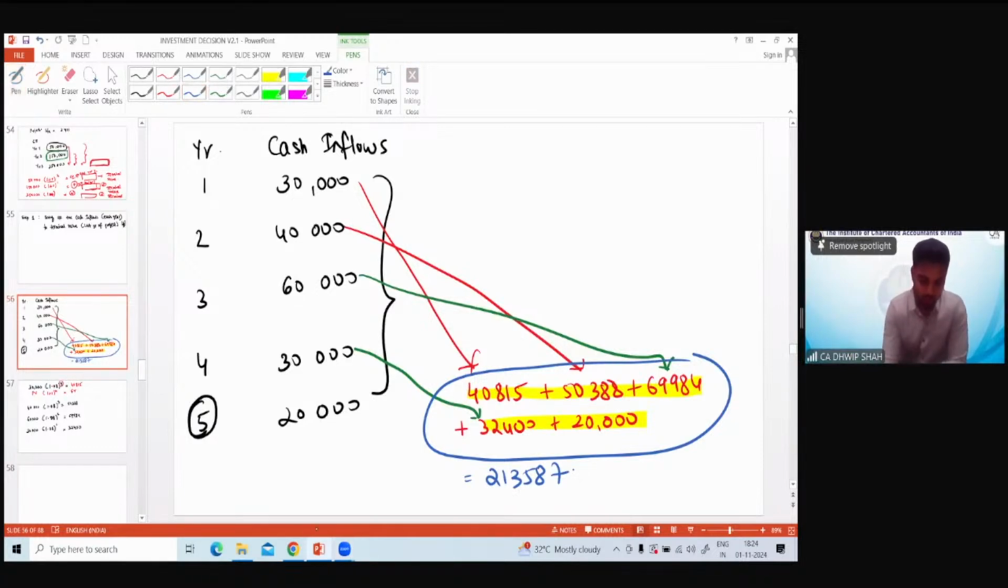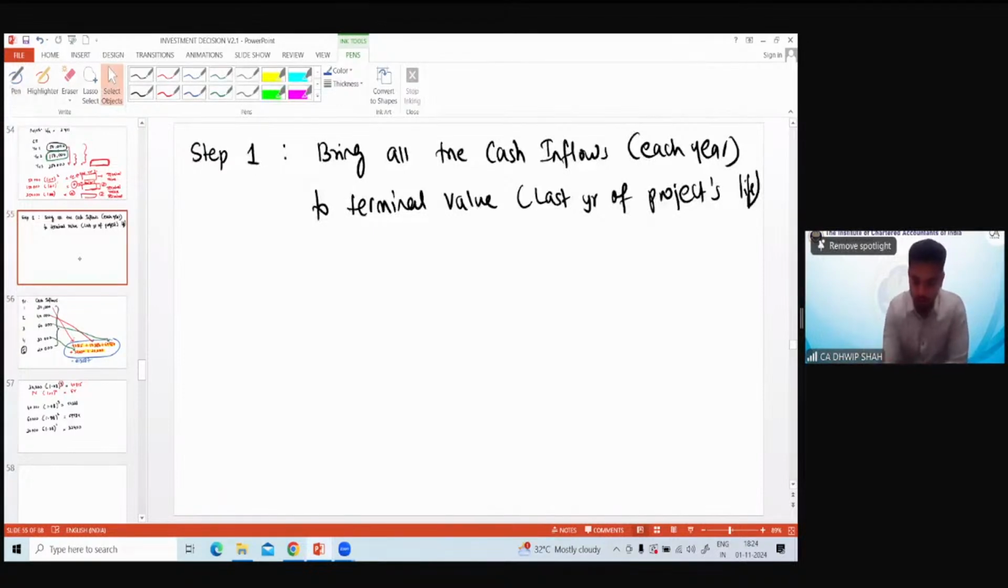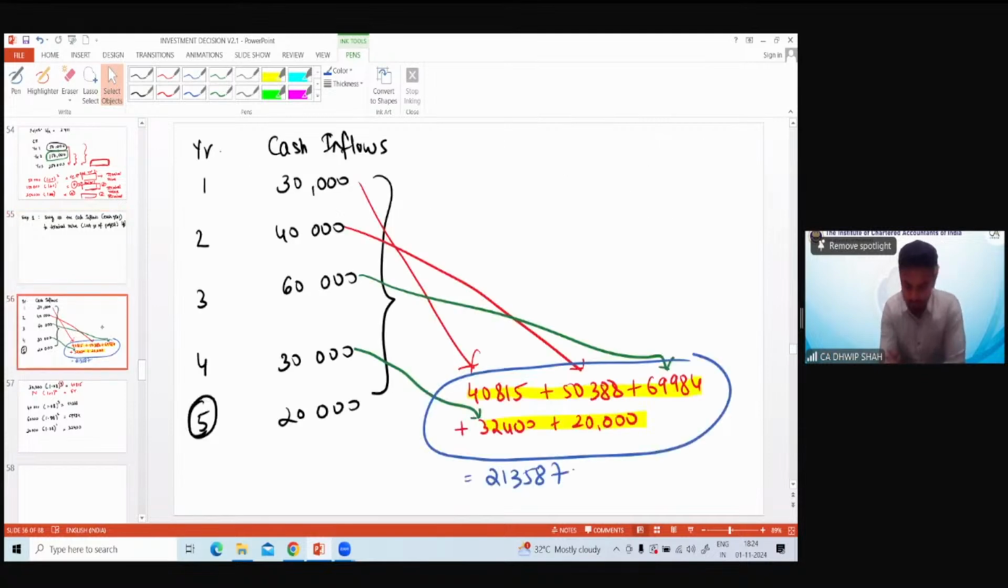Okay? So the first step is to bring all the cash inflows each year to terminal value, that is the last year of the project's life. So our first step is done. We brought all the cash inflows each year to its terminal value. That is the last year. So can I say now my cash inflow is only at the end of year 5? Yes or no? Think logically.